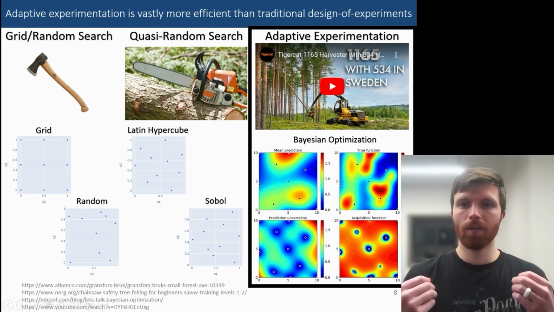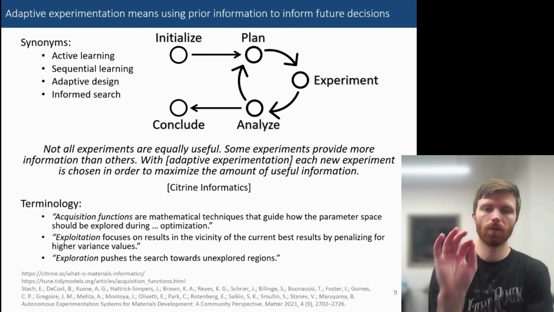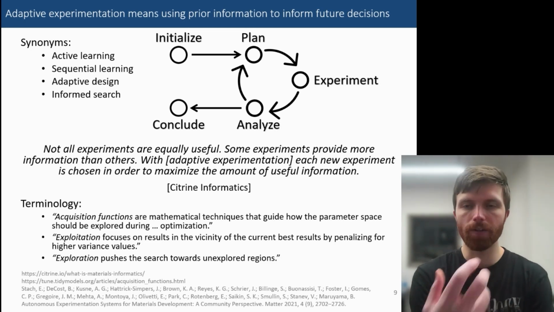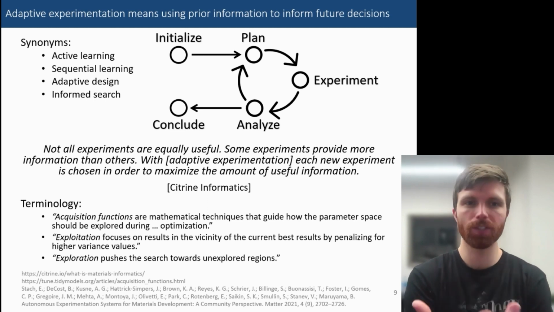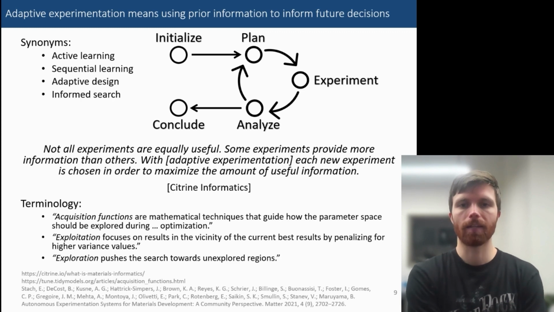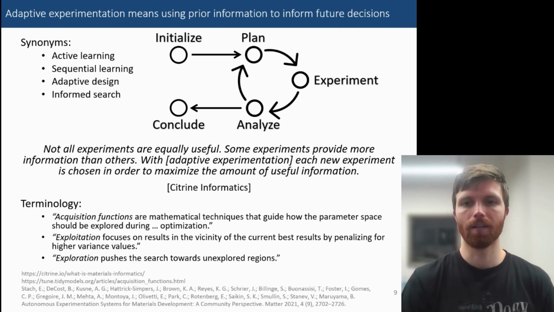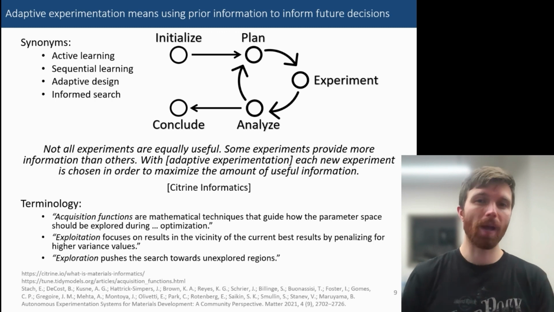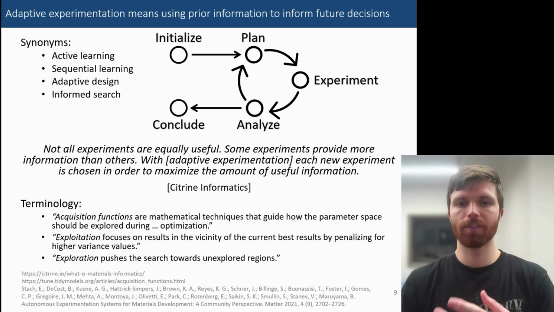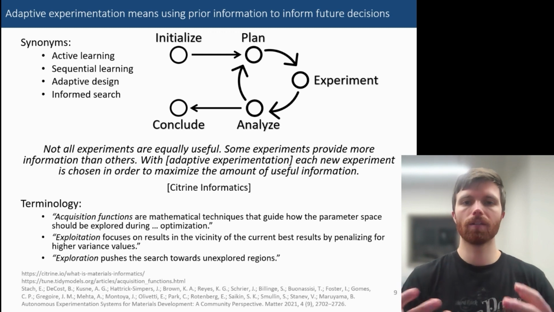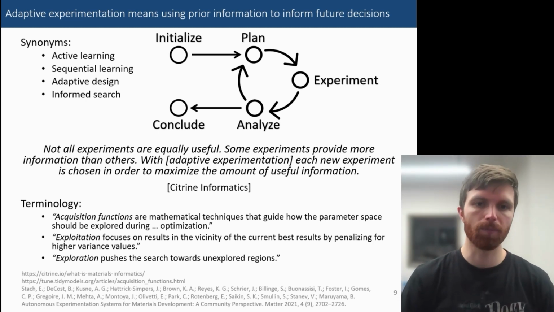So next, I'm going to be talking about adaptive experimentation and specifically Bayesian optimization. What adaptive experimentation means is that you're using prior information to inform future decisions. Some other synonyms for this are active learning, sequential learning, adaptive design, and informed search. And they all basically follow the same analogy where you initialize your search campaign based on what objectives you want to optimize, what parameters you want to tune, and any constraints on that space. Then you have your planning phase, your experimenting phase, your analysis phase. You continue that loop until you reach some criteria, your objective has been met, or you've run out of resources, and that concludes your optimization.